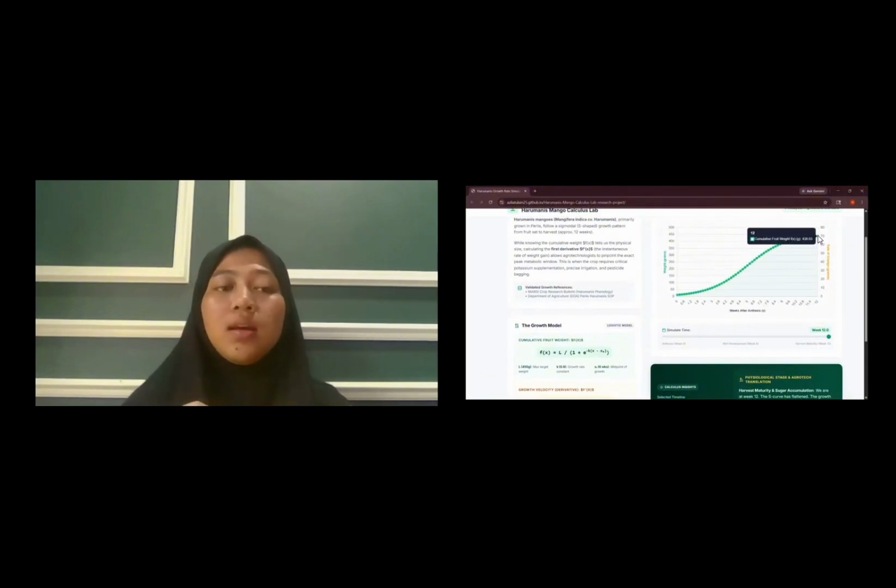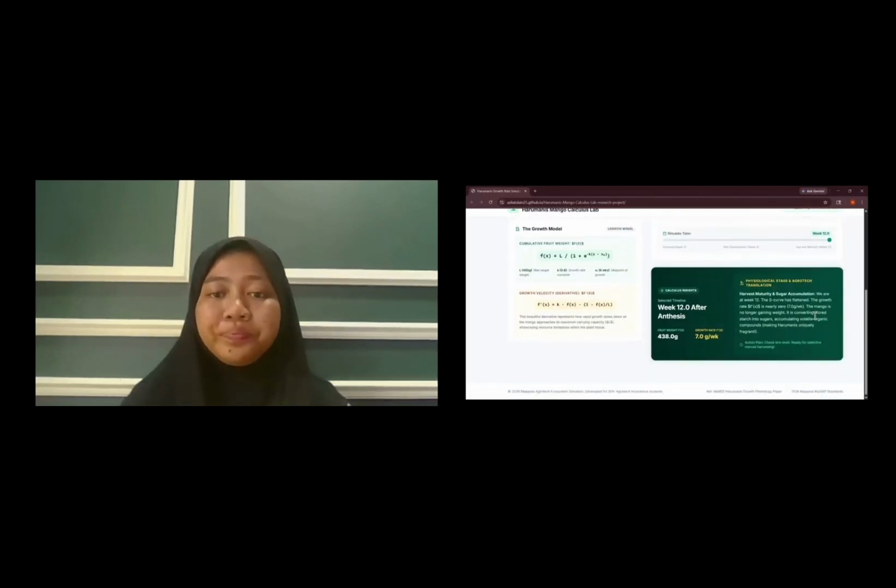so that you can enjoy the fruits. Harvest maturity and sugar accumulation: we are at week 12. The S curve has flattened. The growth rate f prime of x is nearly 0. The mango is no longer gaining weight. The energy is converted into sugar accumulation and volatile organic compounds, making the Harum Manis's uniquely fragrant aroma. And after that, you can enjoy the fruits.